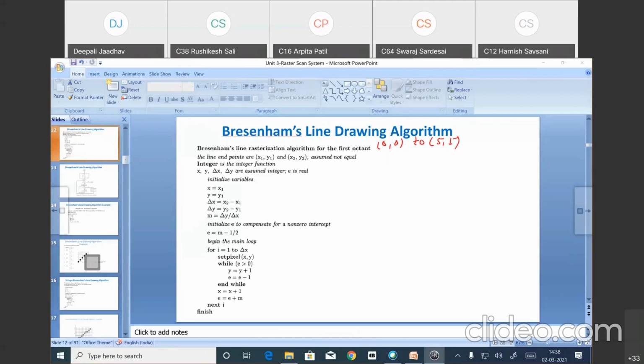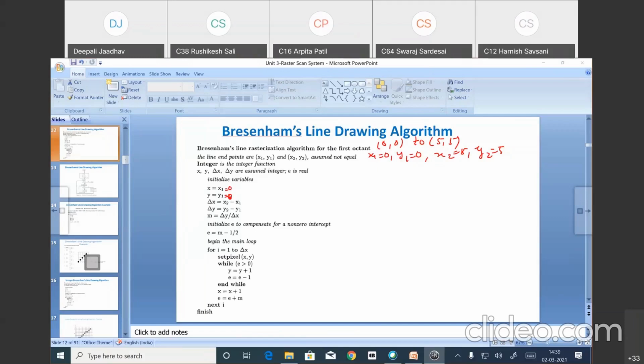So what is x1 here? x1 is 0, y1 is 0, x2 is 5 and y2 is 5. Okay, so the initial point is (0, 0), the end point is (5, 5). Now put these values in this algorithm. First, x is equal to 0, y is equal to 0. You can write separately the initial calculations: x is equal to 0, y is equal to 0.